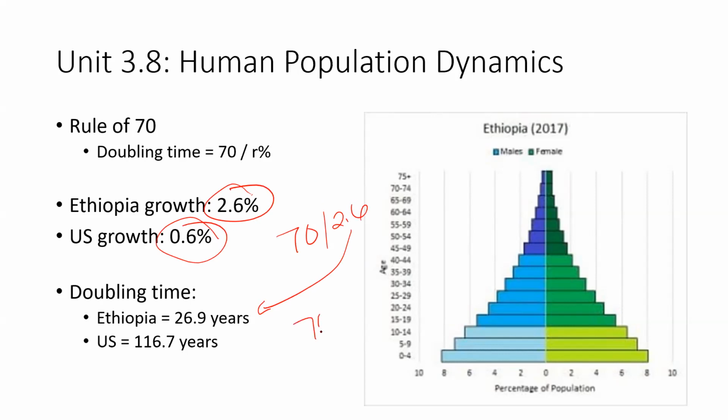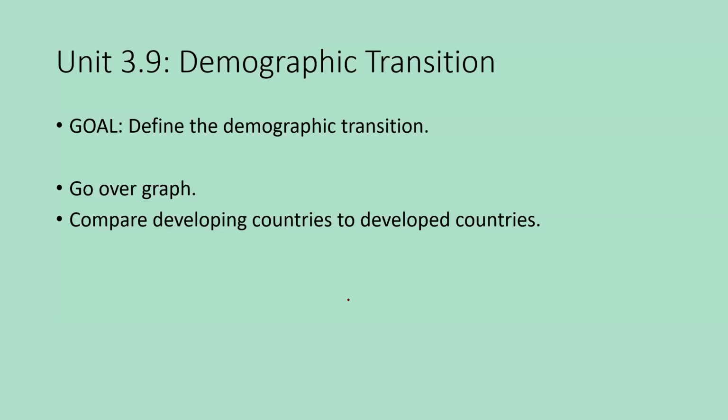Same thing, 70 divided by 0.6 would equal 116.7. And so that would be our doubling time. It would take 116.7 years before the US population doubled.